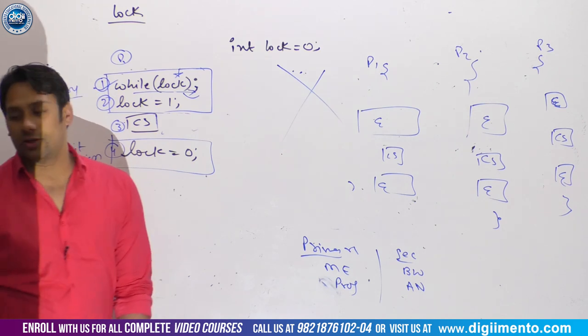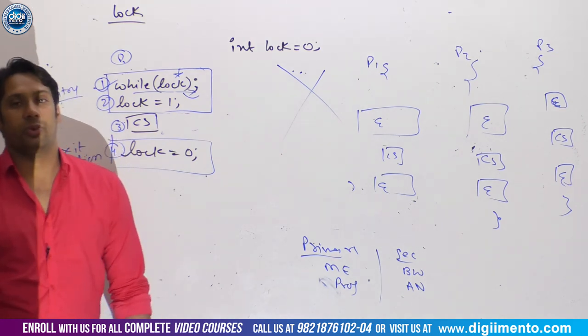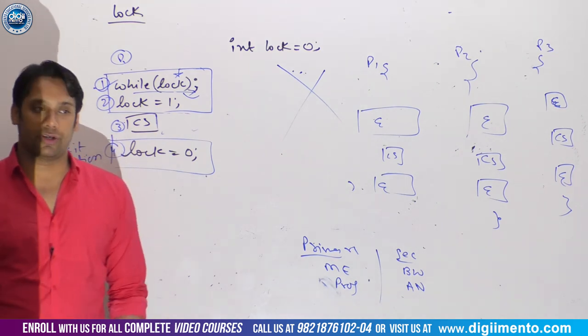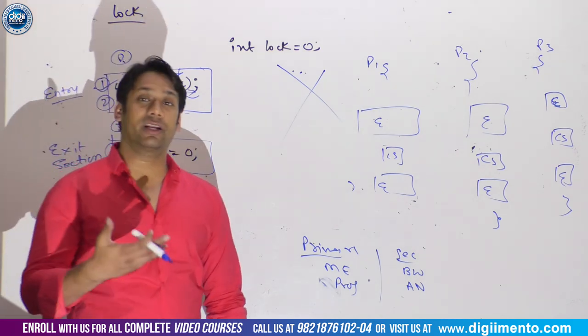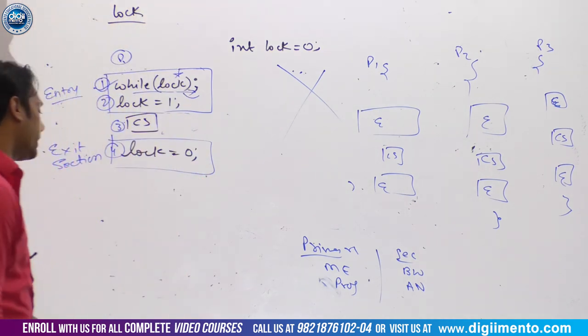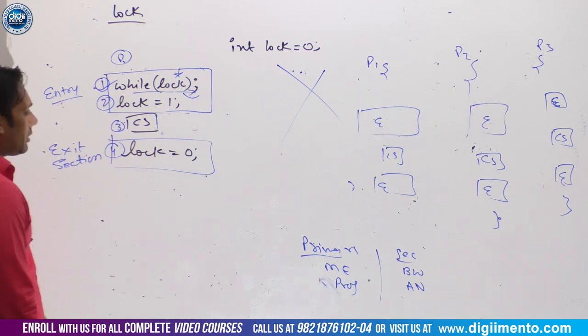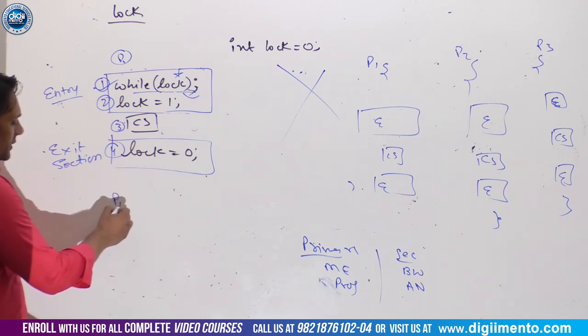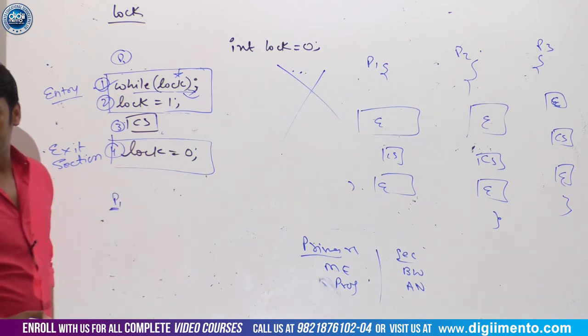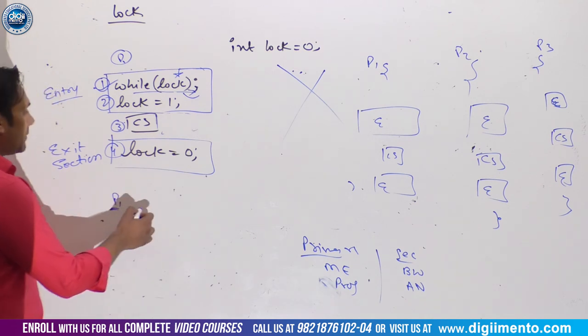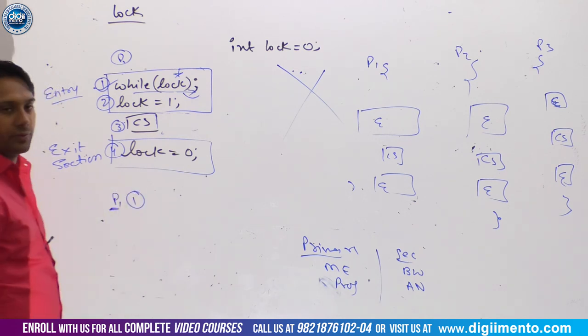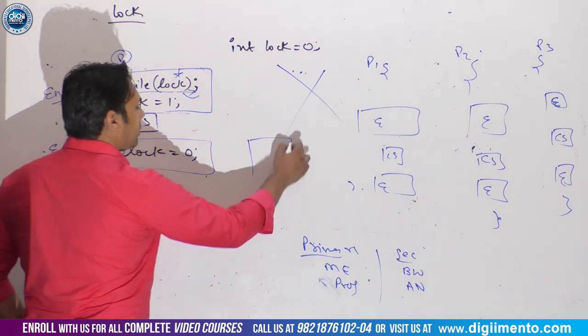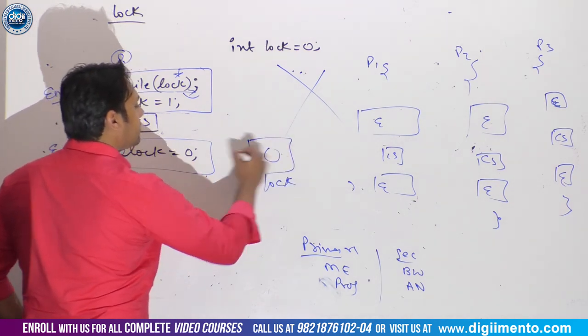This seems a very easy solution, but it is not correct. It is not working. Let me prove to you how it is not working. Look, let us assume we have a process P1. Now this process P1 executes line number 1. Initially you have a variable lock which has a value 0.